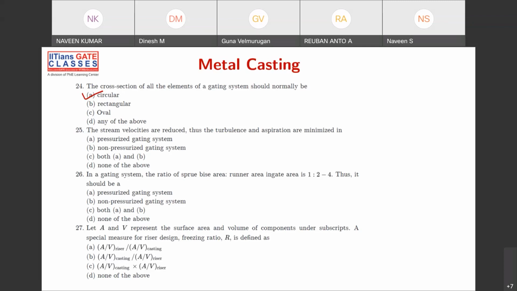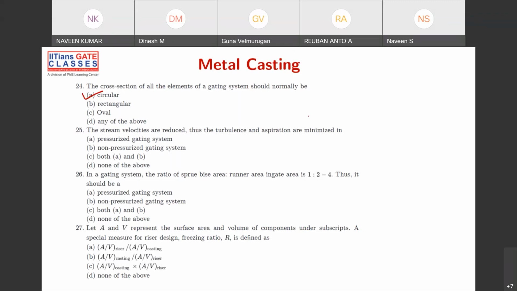The stream velocities are reduced, thus the turbulence and aspiration effects are minimized. Where? I want an answer. 25th one. In both the pressurized and non-pressurized, you feel that the stream velocities are reduced and thus the turbulence and aspiration effect is minimized. What do you feel? Is it true what I'm saying? In which system turbulence is minimum?